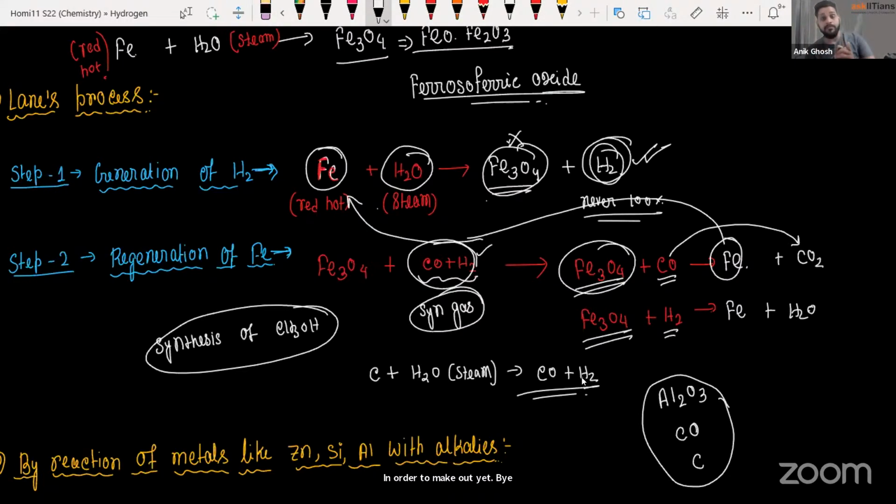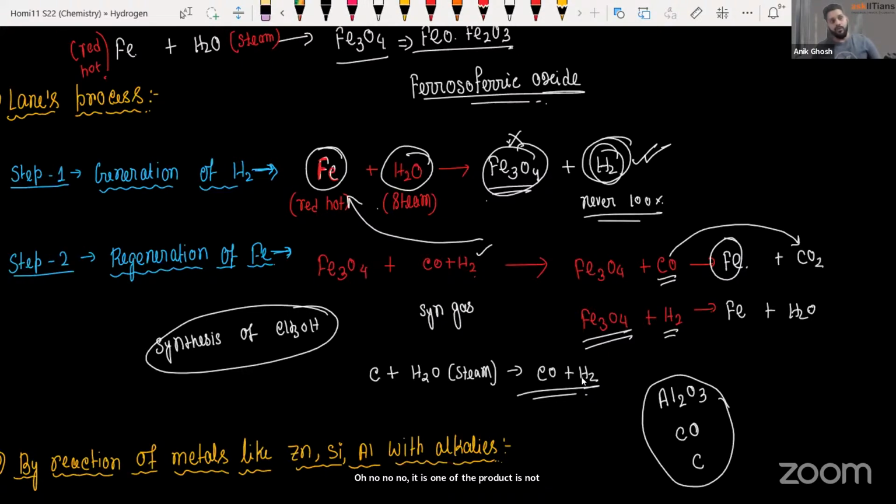Sir, when we react C with H2O and we get CO, then we can also react CO again with H2O to get CO2 and hydrogen, right? Come again? Here one of the products is carbon monoxide that we can isolate and react again with steam. No, no, no. One of the products is not carbon monoxide. I'm saying you understood this one: Fe3O4 and H2 are the two products in there.